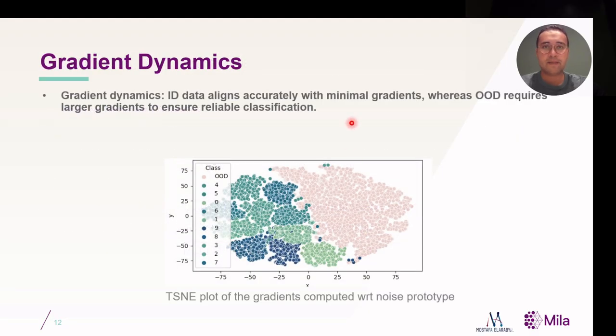So the gradient dynamics: in this t-SNE plot, we have plotted the gradients computed with respect to the noise prototype. And as we can see, in-distribution data are nicely clustered, and for OOD data, the model is able to reject the OOD data in the representation space.